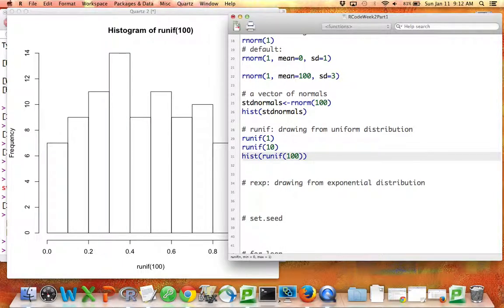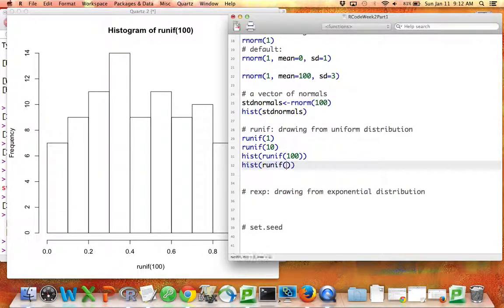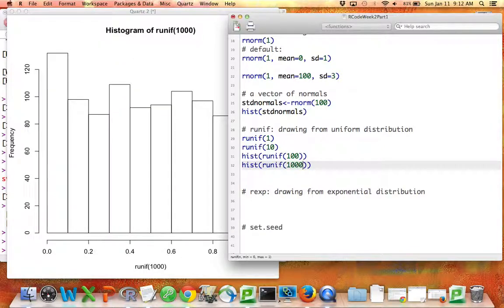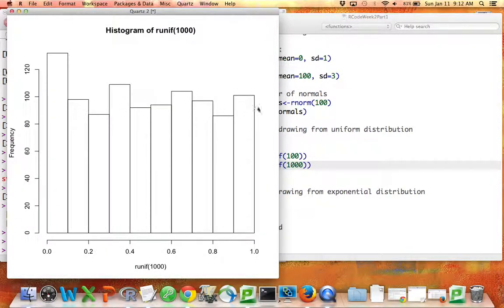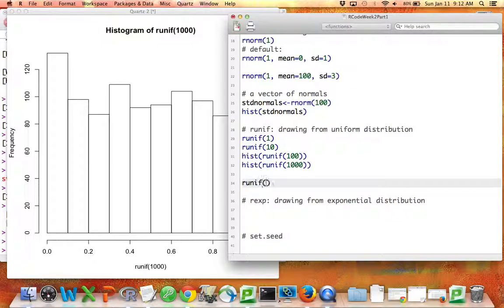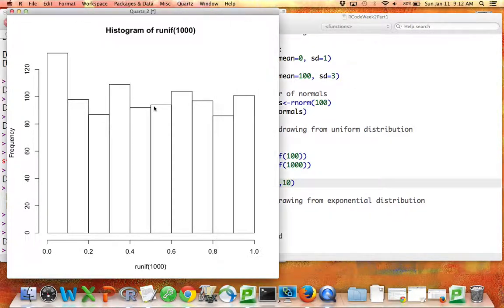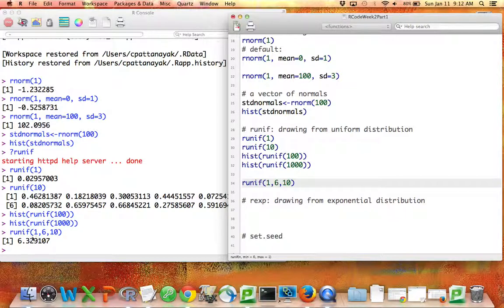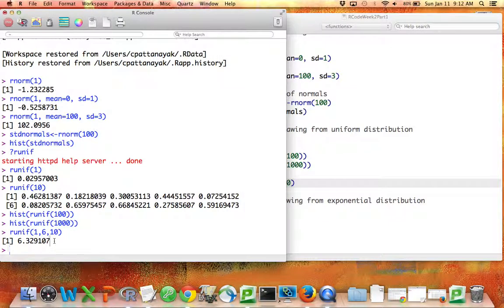If I had even more of these, 1,000, then this will look even more flat. Right, the more numbers I draw, the more they're going to, by chance, be spread across the range of values from 0 to 1. And if I want to draw one value that's not between 0 and 1, but rather between 6 and 10, right, I can do that as well. And there's that number that's randomly between 6 and 10.